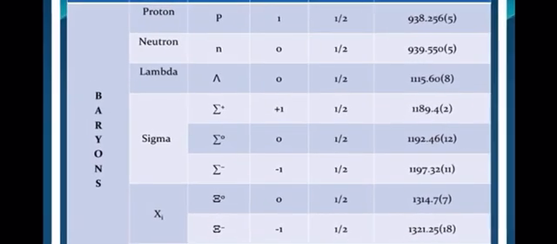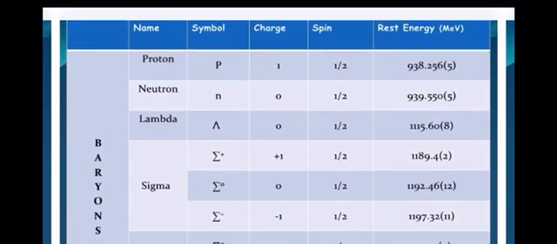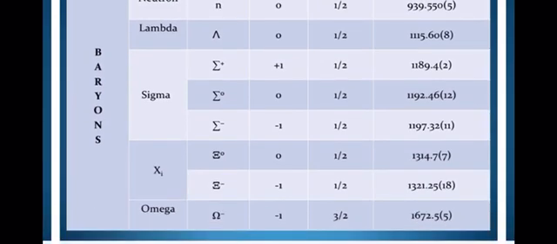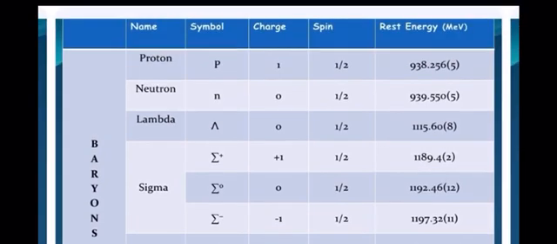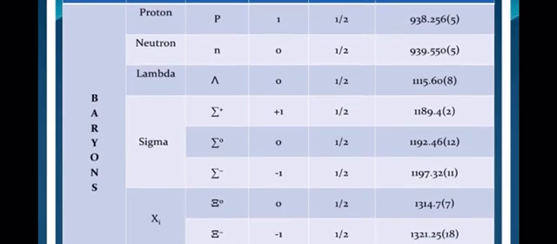Next come the baryons. Baryons are categorized into six categories: proton, neutron, lambda, sigma, omega, and psi. For proton and neutron, we have charge. Proton has charge 1, spin is half. Neutron has charge 0, spin is half. Lambda has charge 0 and spin is half. Sigma has three particles: sigma positive, sigma 0, and sigma negative. So it has charge plus 1, 0 and minus 1, and it has spin half.